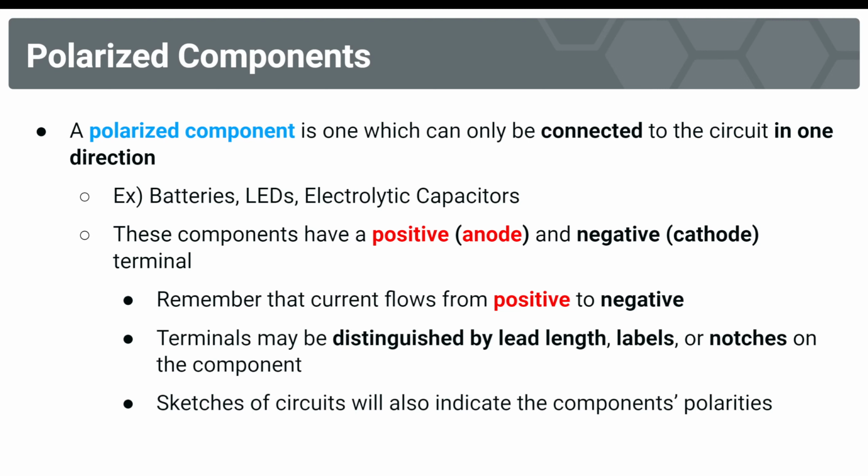And these terminals on these different components may be distinguished by lead length, by labels or notches on the component. You'll find that one terminal, maybe the positive terminal, might have a longer lead than the negative terminal, or that a notch will be on the side of the positive terminal, but not the negative. And so sketches of the circuits will indicate these polarities as a sort of reference to you when you're actually building the circuit from the schematic, from the sketch.